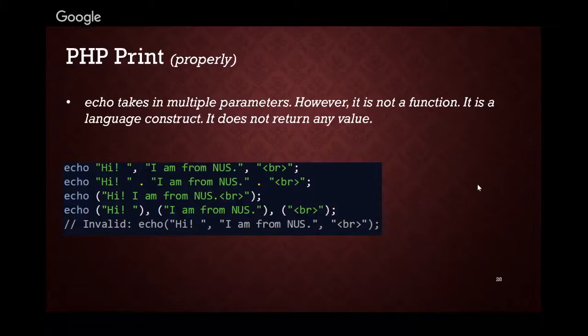Okay, so actually this echo is a language construct, which means that technically speaking, it looks like a function and it works like a function, but it is not a function. So it also does not return any value. Let's start from the last one first. If you echo something with brackets here, it looks like a function, right? But since it's not a function, you should not do that. But then the problem comes, what's the difference between these two?